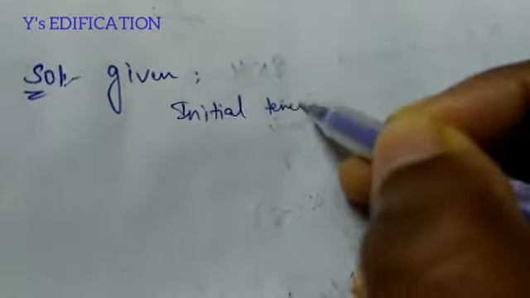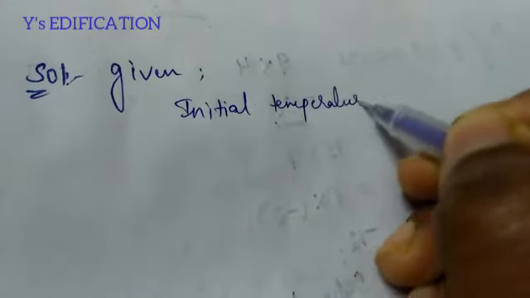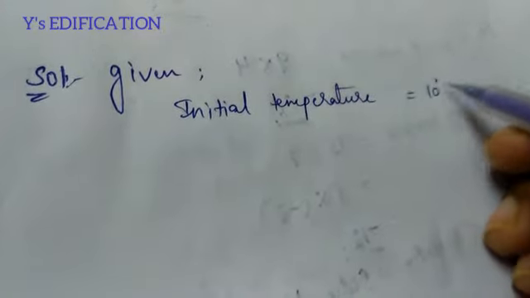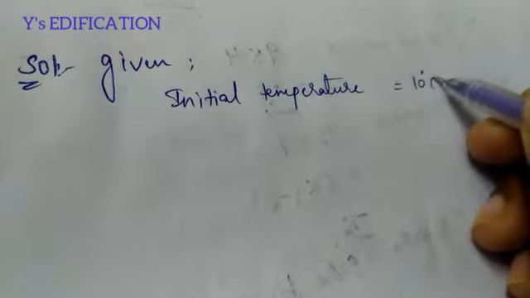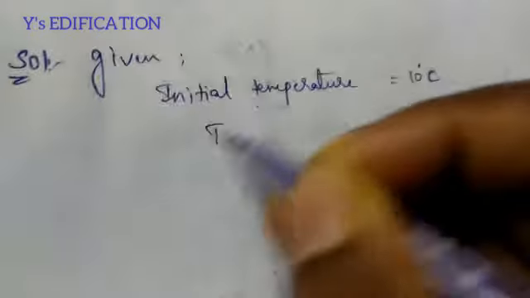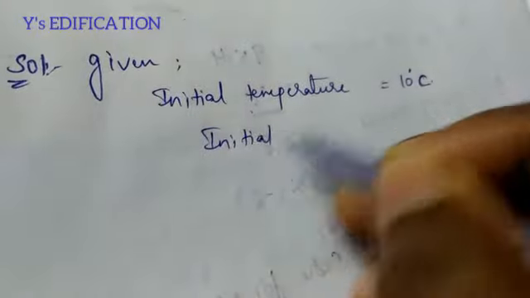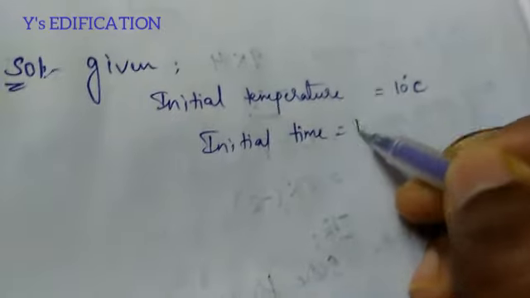The temperature at 12 noon is 10 degrees centigrade above zero. That means the initial temperature is 10 degrees centigrade above zero, so it will be a positive number. What is the initial time here? Initial time is 12 p.m.